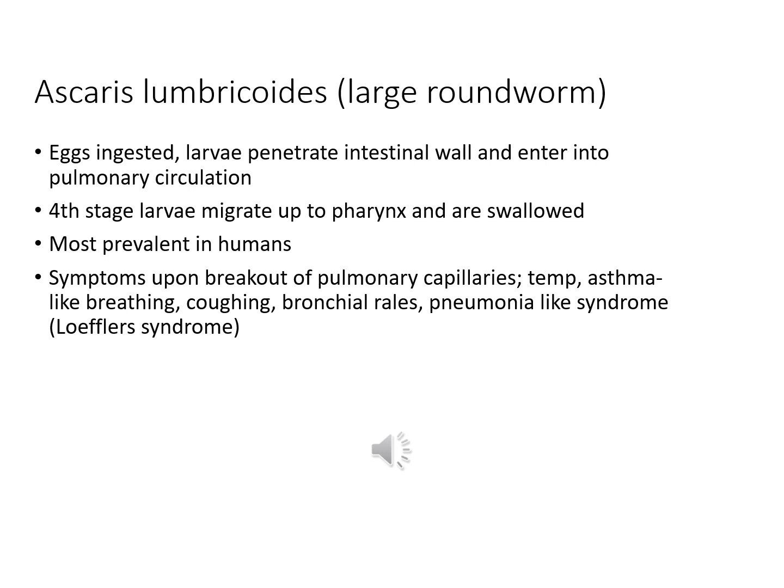Most prevalent in humans. Symptoms occur upon breakout of the pulmonary capillaries. Patients will have temperatures, asthma-like breathing, coughing, bronchial rales, a pneumonia-like syndrome known as Loeffler syndrome.